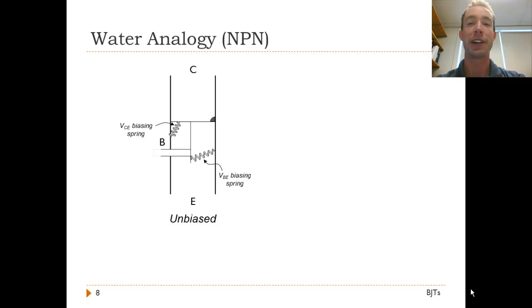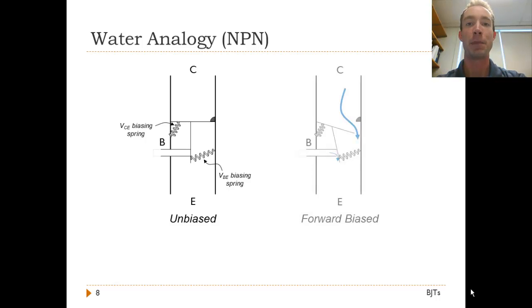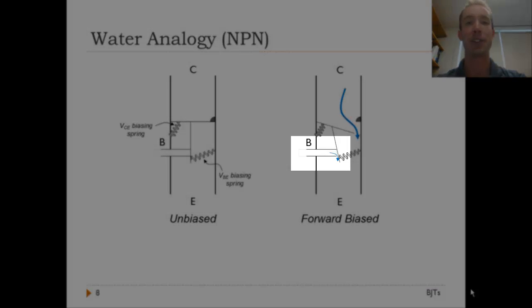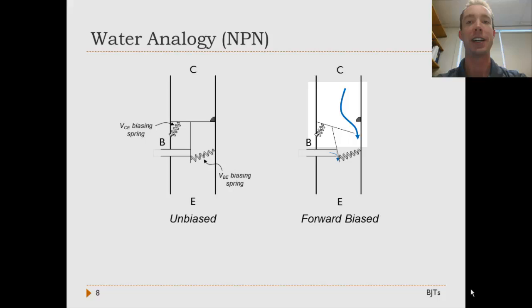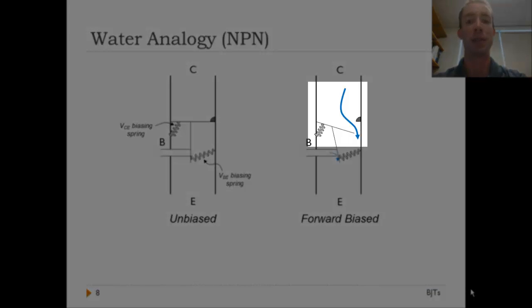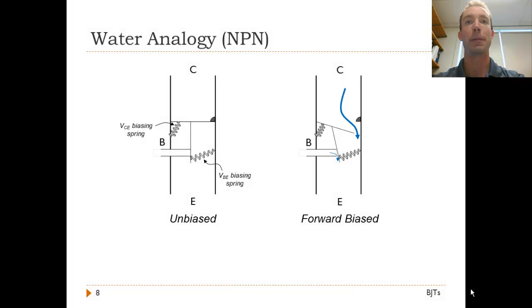When enough pressure to overcome the VBE spring is fed into the base, the bottom arm is pushed open. This allows a small current to flow in through the base. It also pulls down the top arm, allowing water to flow from collector to emitter. The potential between collector and emitter dictates the rate of flow once the arm is open.